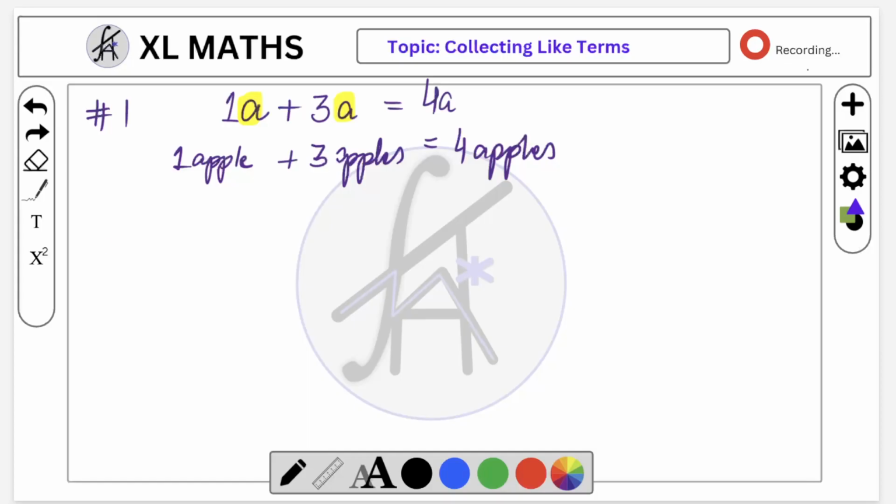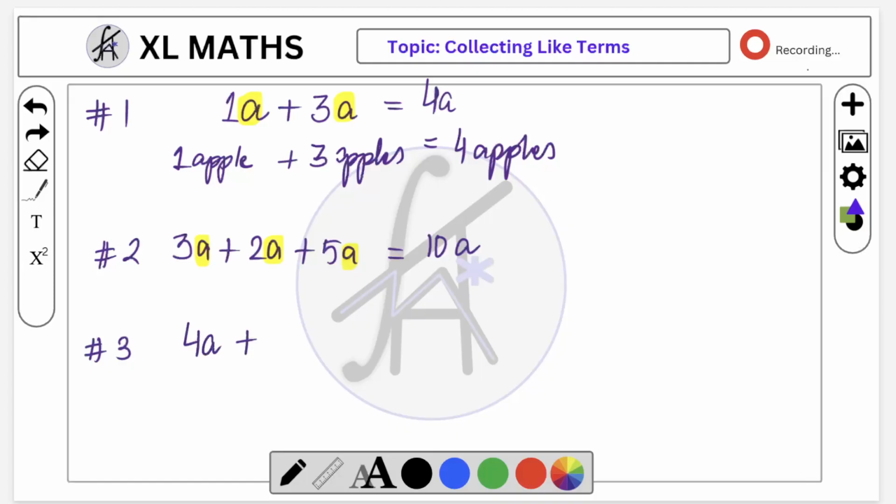Now what if I increase the number of terms? If I say 3A plus 2A plus 5A. What are we going to do in there? Again, first check what type of variables are there? We have all the variables same, just simply add the numbers. 3 plus 2 is 5, plus 5 is 10. So we get 10A.